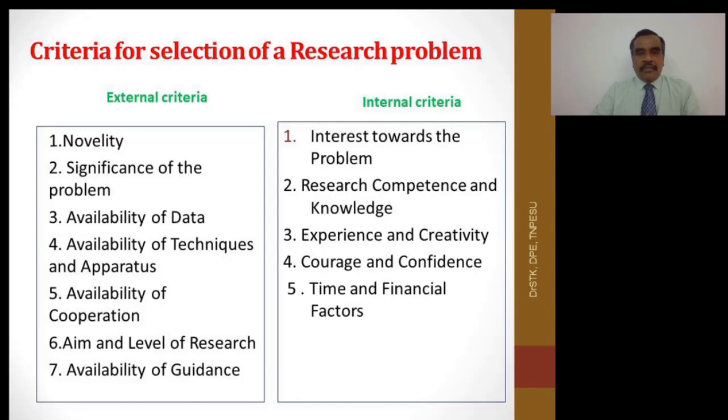Criteria for selection of research problem is categorized into two criteria. One is external criteria and the other is internal criteria. The external criteria are novelty, significance of the problem, availability of data, availability of techniques and apparatus, availability of cooperation, aim and level of research, availability of guidance.